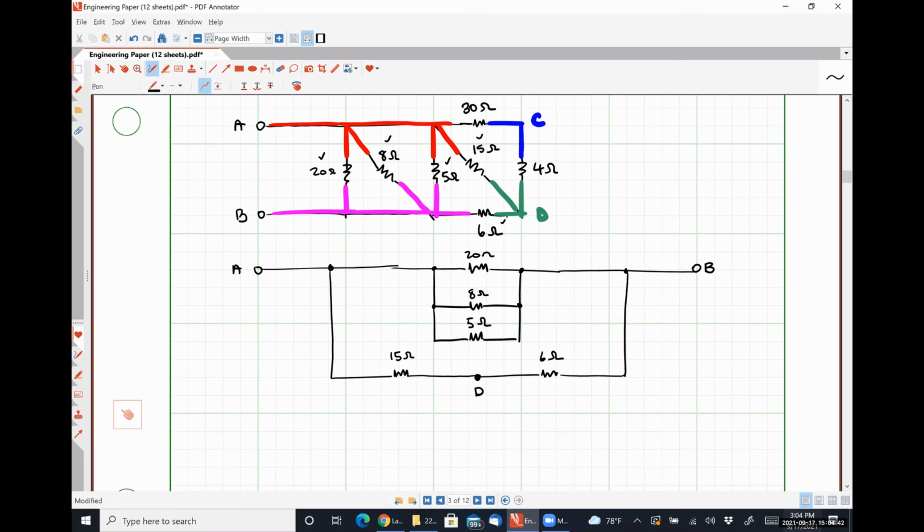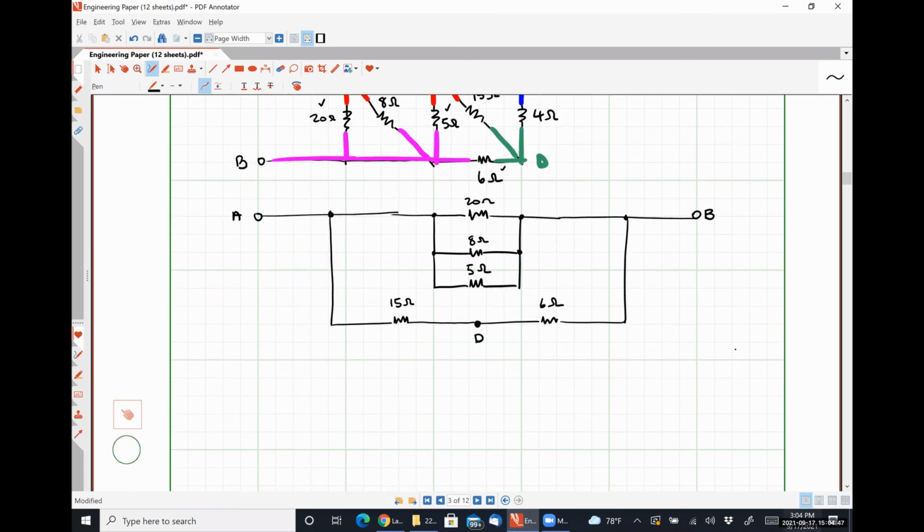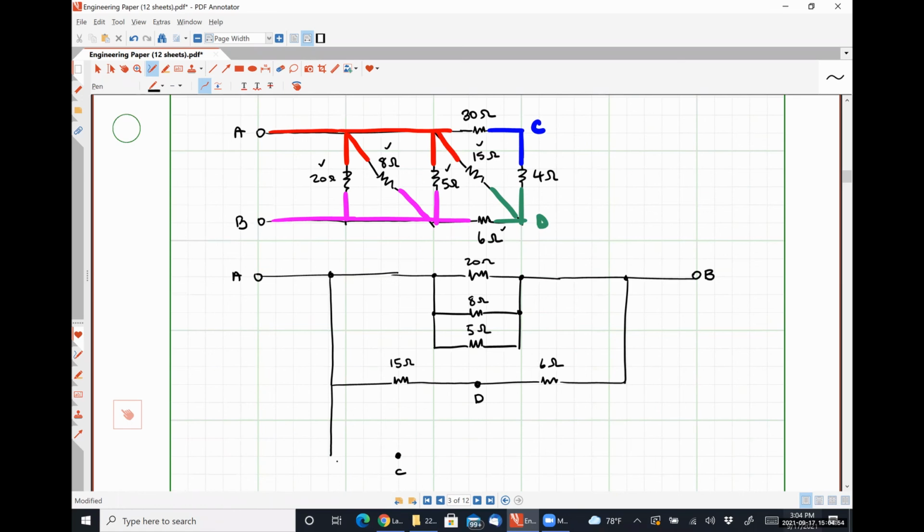And now I need to look at my last path. So I'm going to go from A to C to D. So I'm going to put C right here. And to go from A to C, I go through the 30 ohm resistor. And to go from C to D, I go through the 4 ohm resistor. And that takes care of all of my resistors. Now I can pretty easily see how things are connected, right?